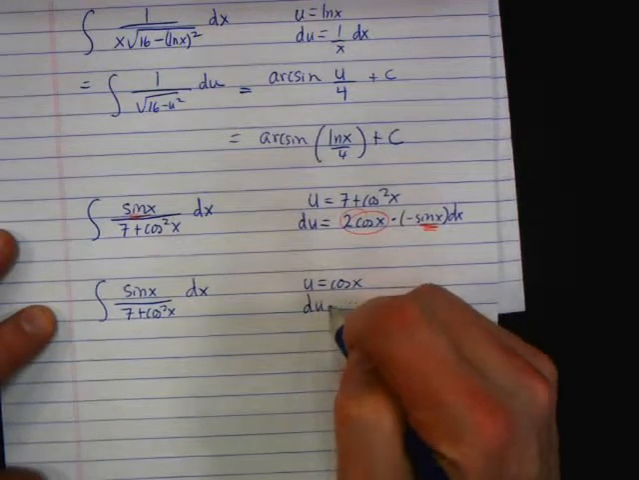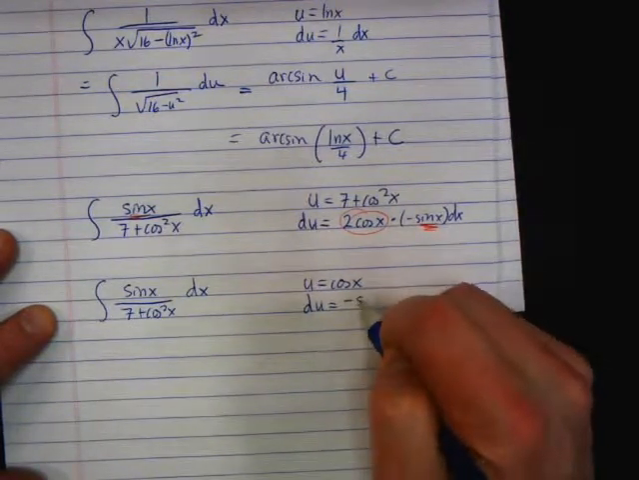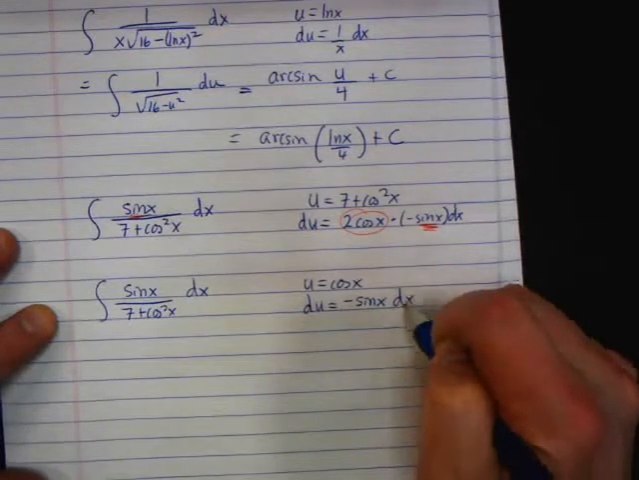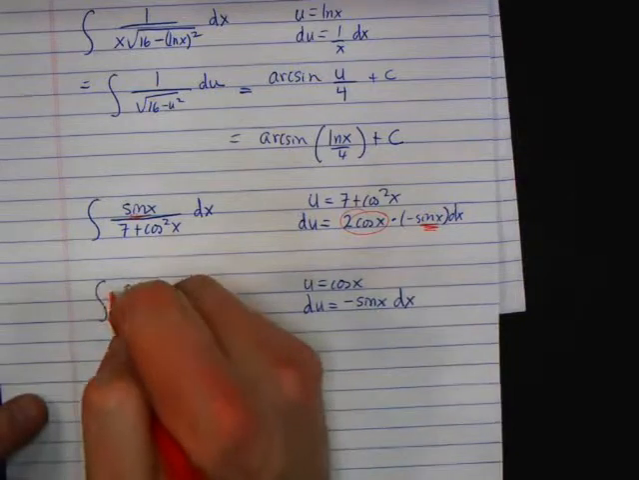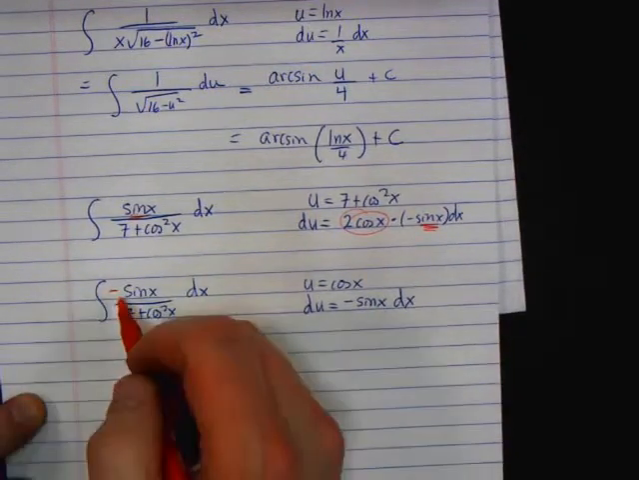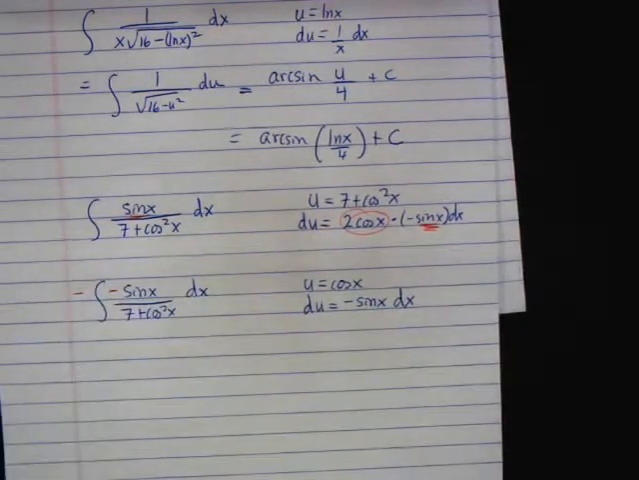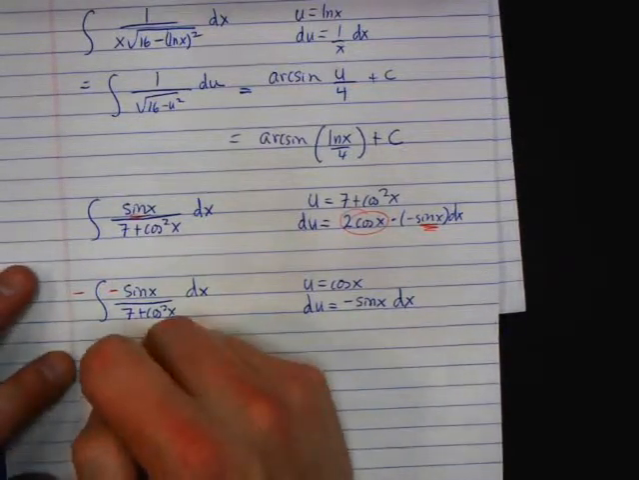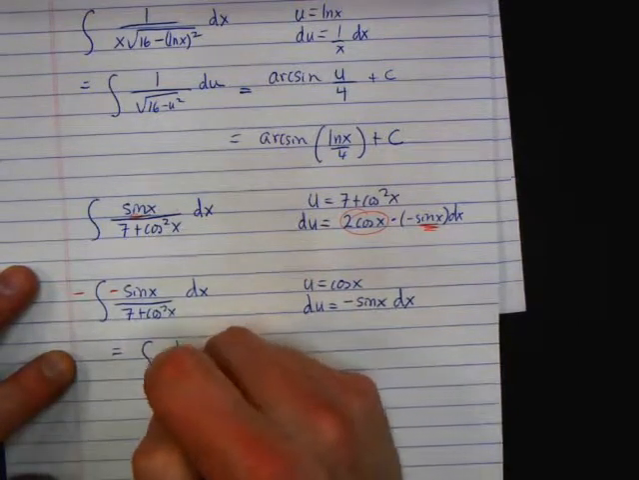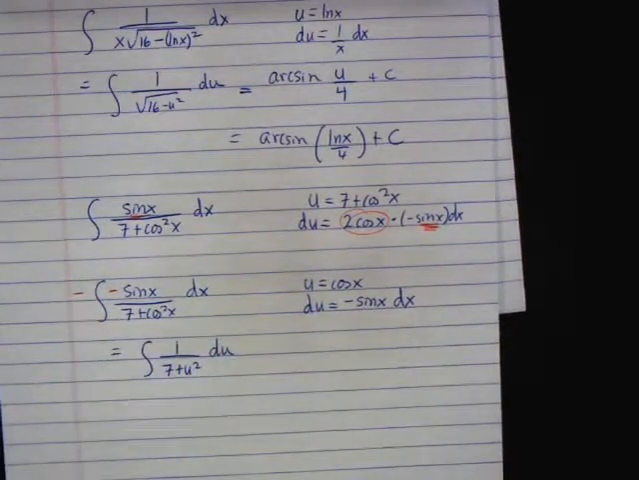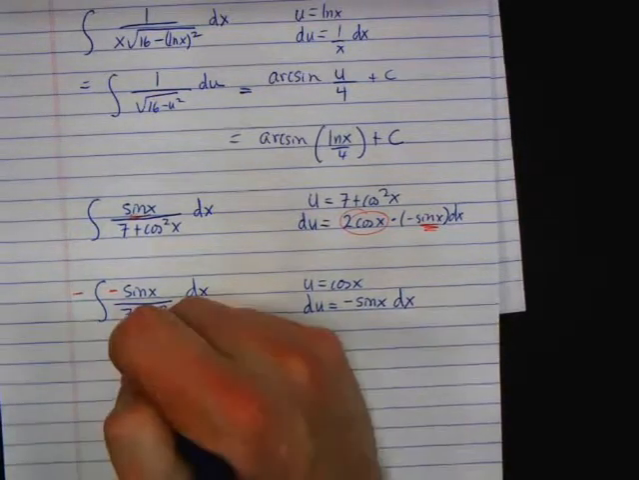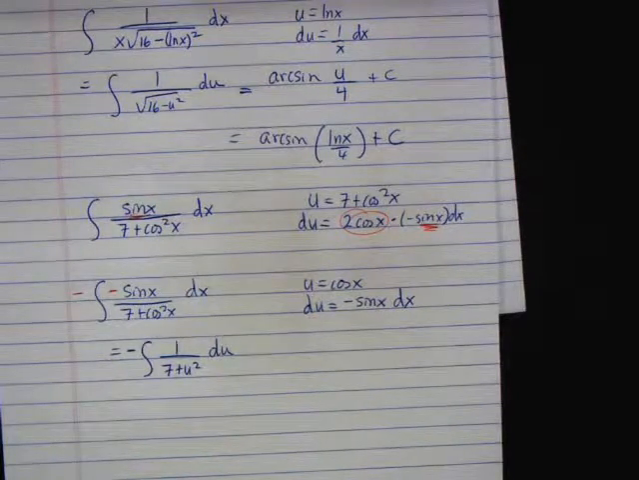And then du, the derivative of cosine, is negative sine x dx. Which tells me I need a negative sign here to get the negative sign. And then I have to balance it with a minus outside. All right, so this becomes the integral of 1 over 7 plus u squared du, and then that fits into one of our patterns that we have. Oops, I forgot my minus right there. A negative integral, 1 over 7 plus u squared.